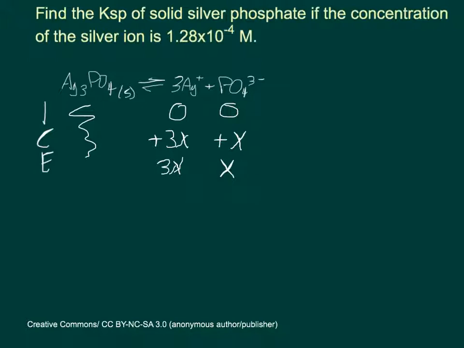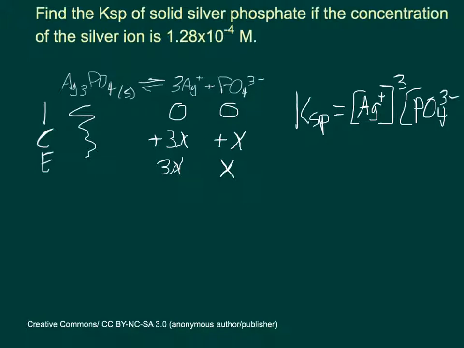Okay, the next thing we need to look at, as with most equilibrium problems, is the K. In this case, it's a Ksp. It's going to be the concentration of Ag+ cubed times the concentration of phosphate, PO4 3-. So as we can see from this, our Ksp is going to be equal to 3x cubed times the phosphate, which is just x at equilibrium.